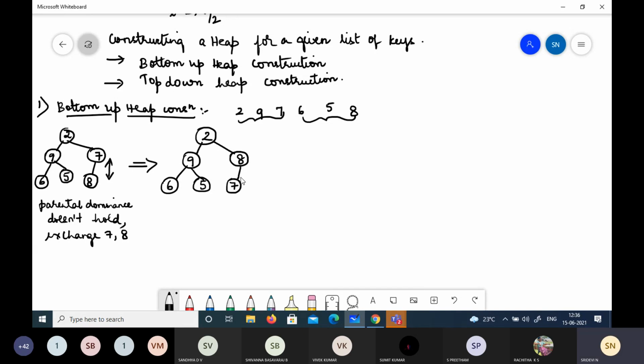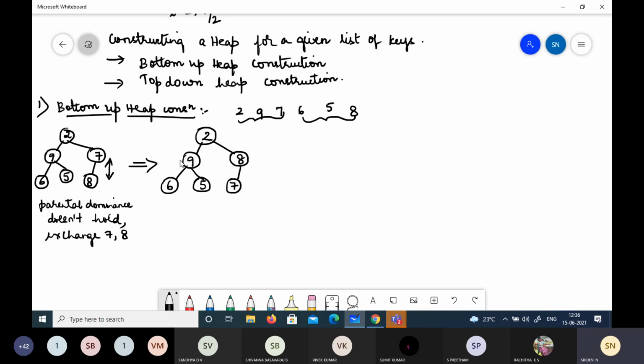Next, what do we do? After this, we'll move on to this child and check whether parental dominance holds good here. We check with this tree. We'll move like this. Okay. So next parent, 7 over. Now we'll move on to 9. Check whether parental dominance holds good in this tree.